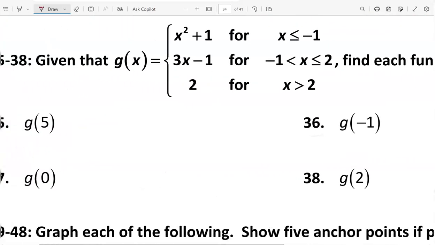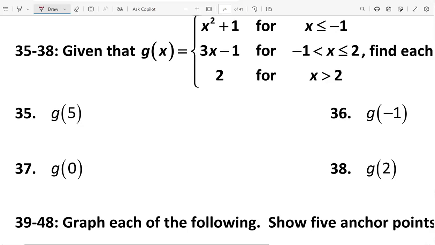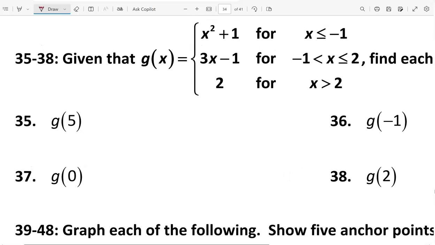All right, in numbers 35 through 38, we are asked to find the function value for a piecewise function. It's important to recognize here that 5 is the value of x. Since we're looking for the value of g of x, 5 is a replacement for x. 5 is a number that is greater than 2, so g of 5 is equal to 2.